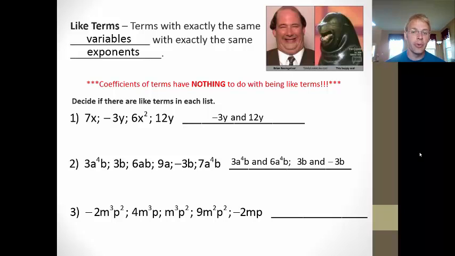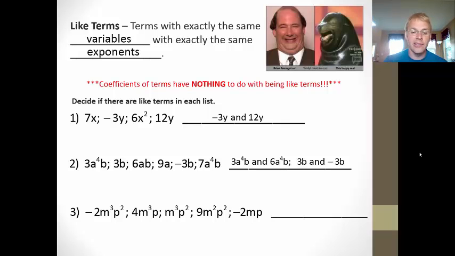So we can see that 3a to the fourth b and 7a to the fourth b are like terms. Again, they have the same exact variables, a and b. The a's have an exponent of 4, and the b's are just b for both terms. That makes them like terms. 3b and negative 3b are like terms for the same reason. Now notice, even though 3a to the fourth b and 3b have the same coefficient, they're not like terms. It doesn't matter if the coefficients are the same. That doesn't make them like terms.